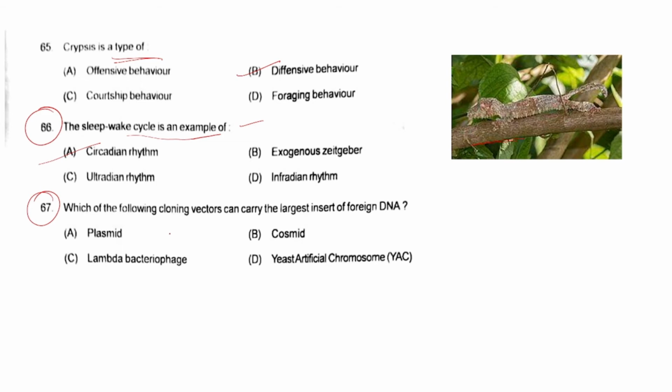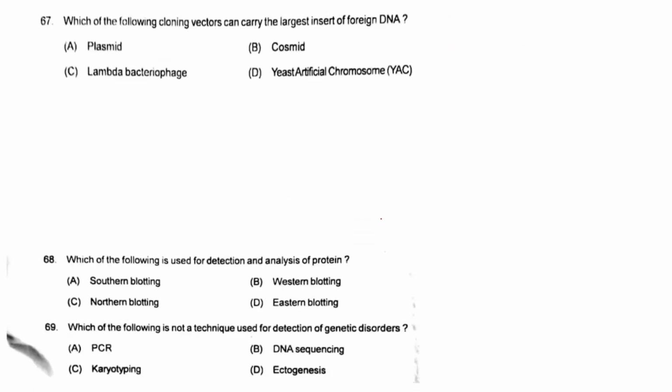Next, question number 67. Which of the following cloning vectors can carry the largest insert of foreign DNA? Largest insert of foreign DNA. Options are plasmid. No, they carry a very small insert. Lambda bacteriophages. Okay, they carry larger but not largest. Cosmid, of course, they are again larger. But here is the last option, that is yeast artificial chromosome. So option number D will be the right answer, that is yeast artificial chromosome carries the largest insert of foreign DNA.